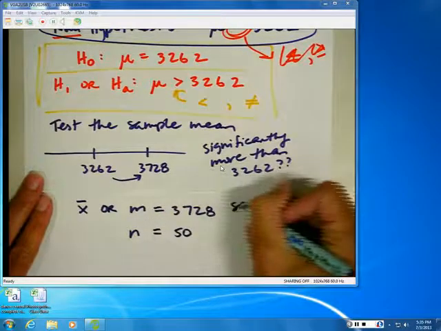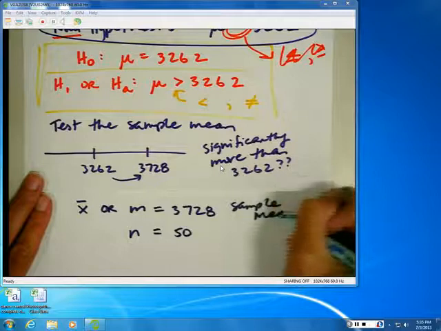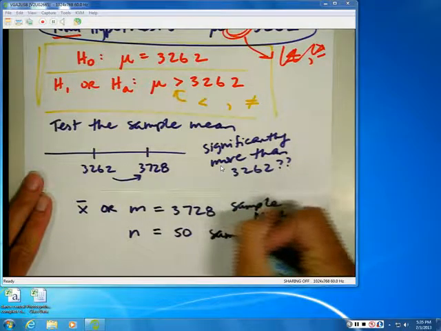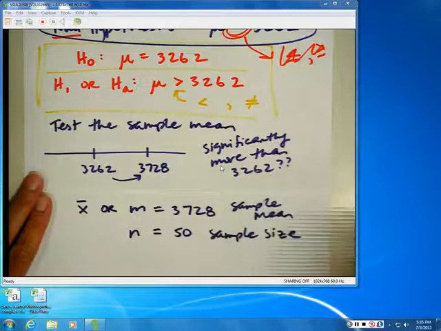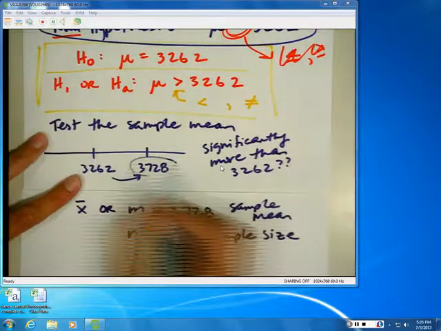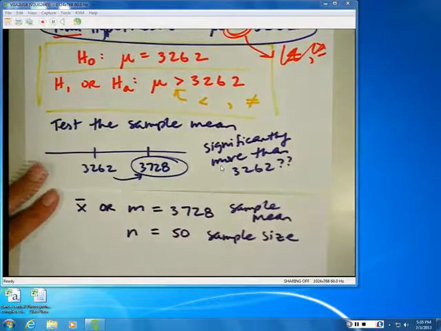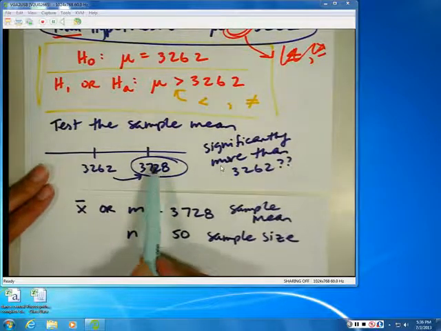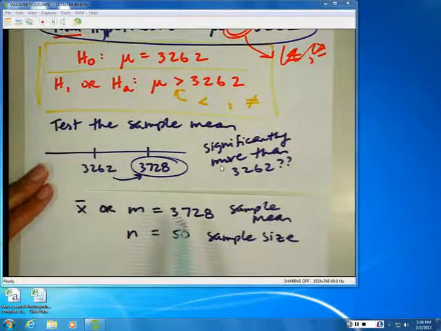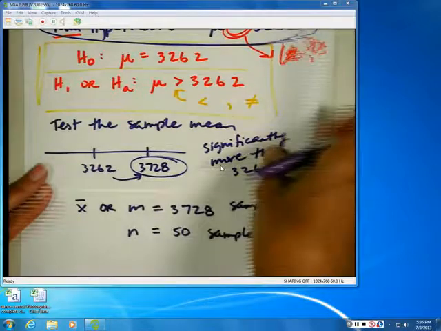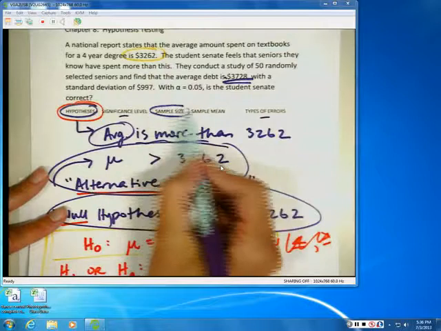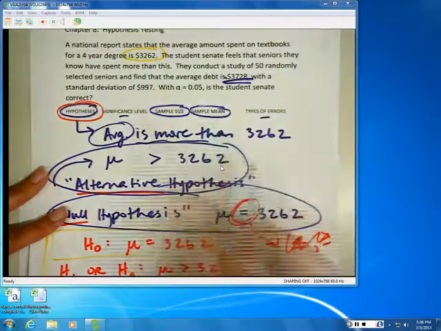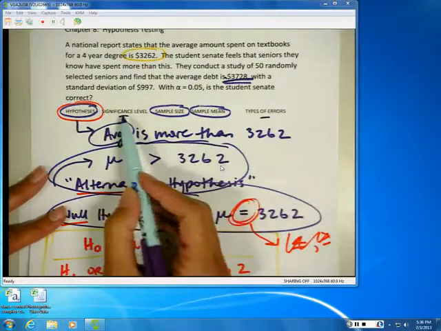So this is our sample mean, and this is our sample size. The size of our sample also affects whether or not that number is significant. If I were to survey 50,000 students, then I could more easily say that, yeah, that is significantly more than. But with only 50, it's a very, very small sample size. Okay, we almost got through all the information. We talked about sample size. We talked about the sample mean. What about the significance level and the type of error?